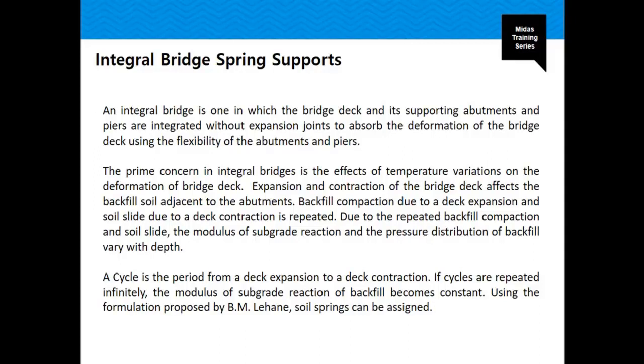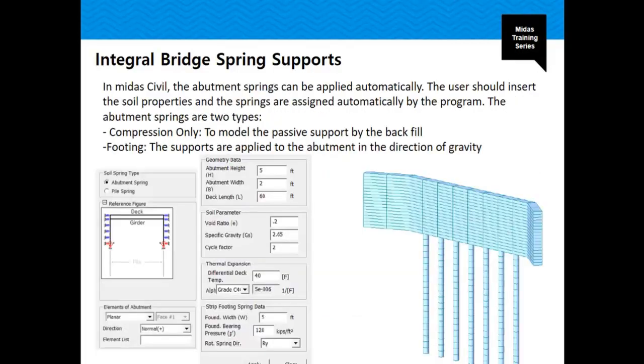So we have generated a function in which the engineers can define the properties of the longitude, the length of the deck, the properties of the abutments, and then the program will calculate the spring properties throughout the entire abutment and will assign them automatically. This is the function in the program. It's called integral bridge spring supports, and what it does is that it applies the spring properties automatically. You should just insert the soil properties, and then the springs are assigned automatically by the program.